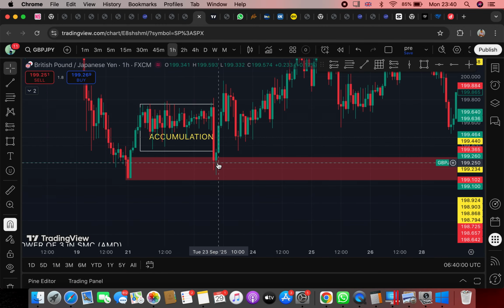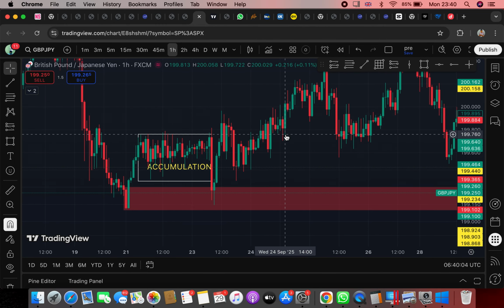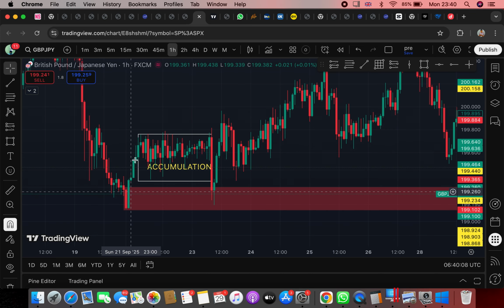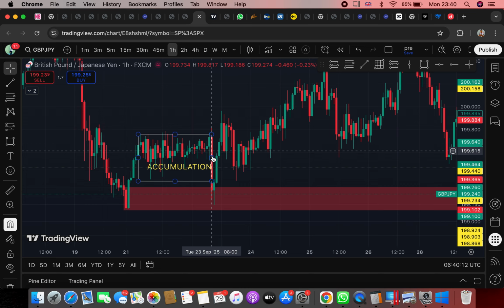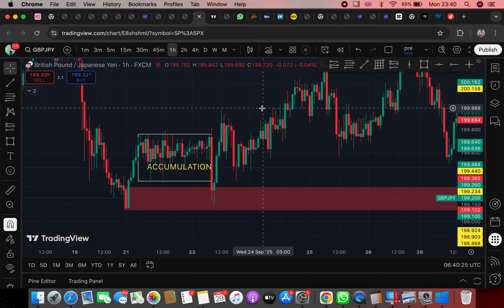Now distribution means it started moving to its actual intent, the place it wants to move. Look at, this was the accumulation. This weak candle that came down was the manipulation, and this move towards the upside was the distribution.